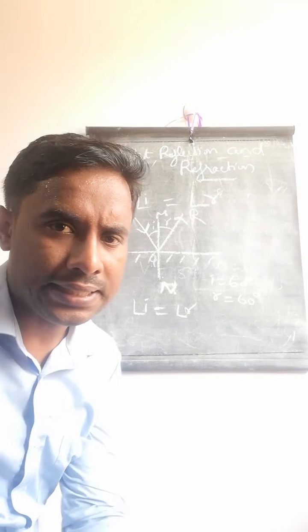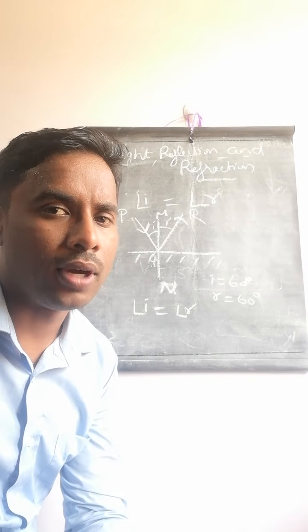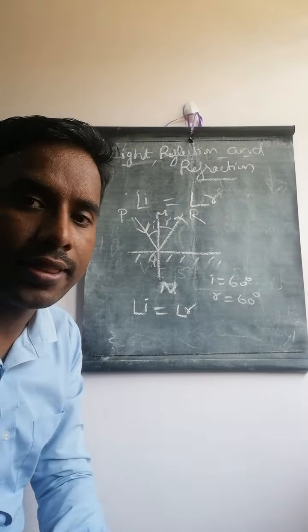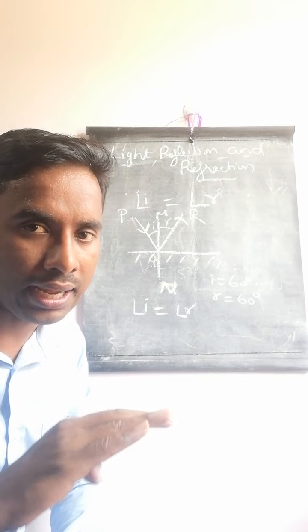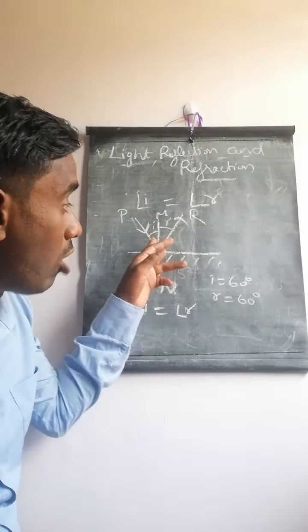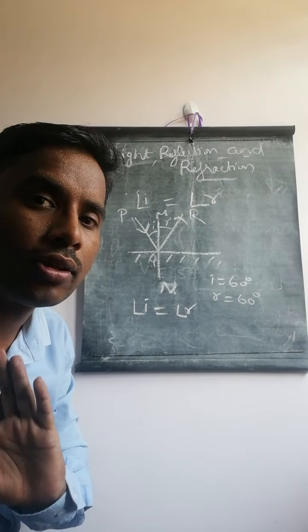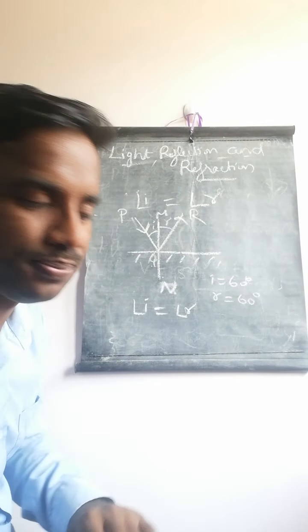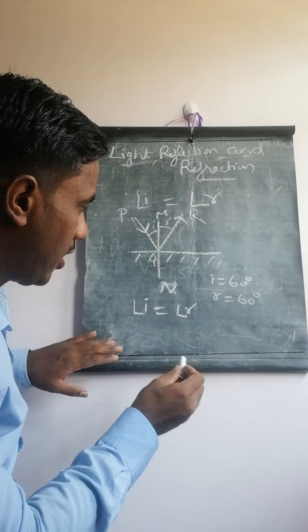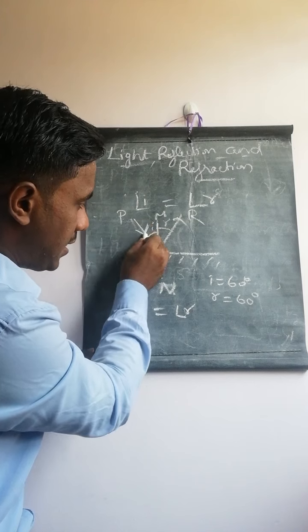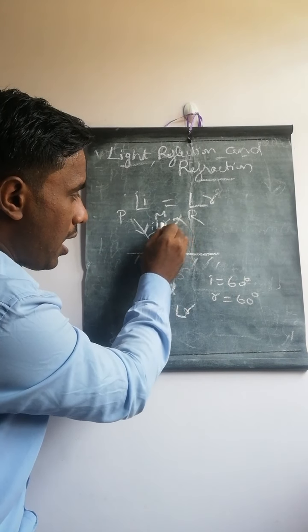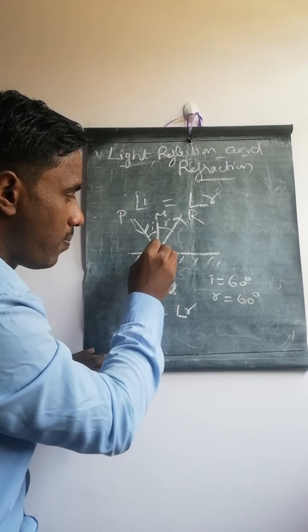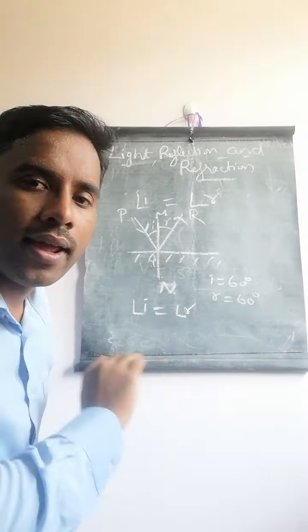The incident ray, the reflected ray, and the normal at the point of incidence all lie on the same plane. Sorry. So the second law is stated once again: the incident ray, the reflected ray, and the normal at the point of incidence all lie on the same plane.